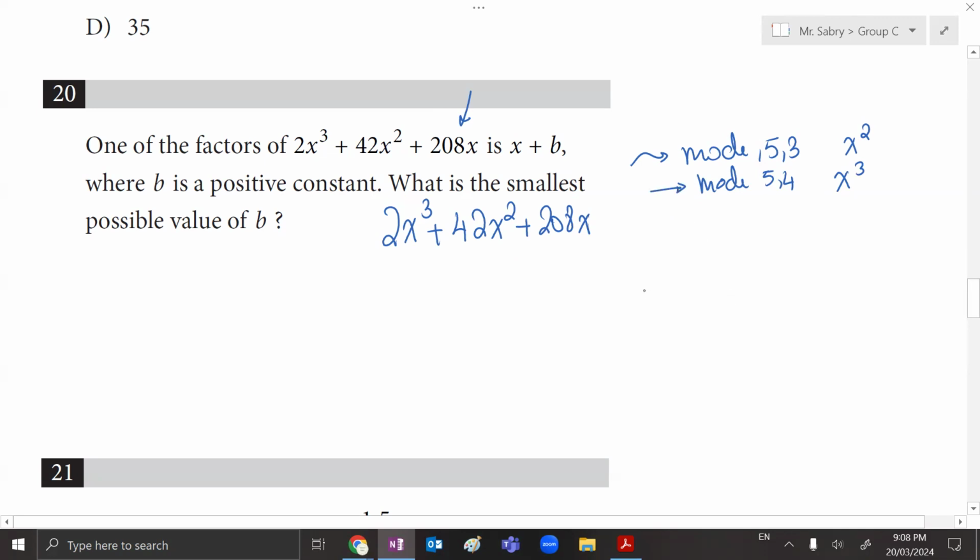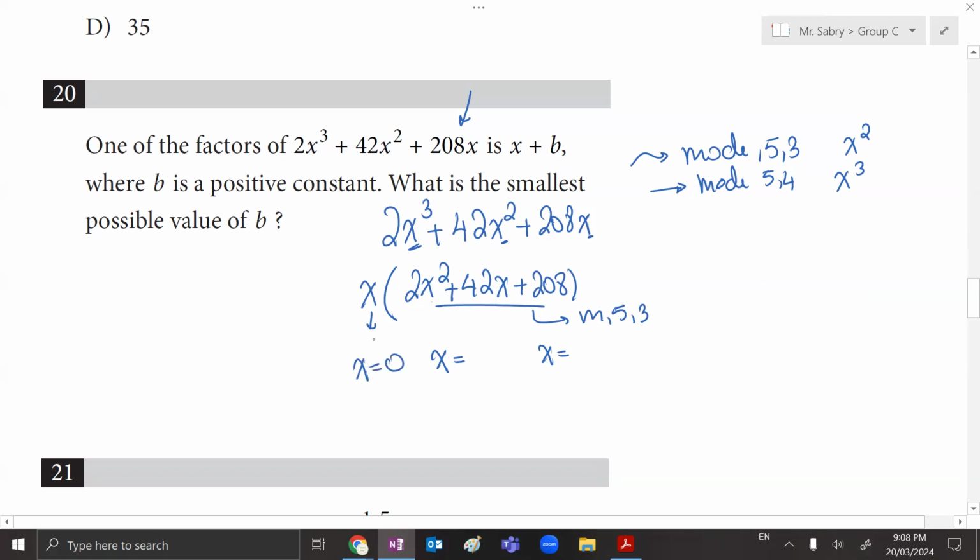That's one method. If you don't know that, the other thing to do is to take x as a common factor, because it's common between all three of them, and open a bracket. You'll be left with 2x squared plus 42x plus 208. And that is a normal quadratic equation. That could be done easily on a calculator, mode 5 3. And it would get you 2 x values. So 1 x is this, x equals 0, by the way. When you have x alone like this, it means x equals 0. The other two x's are the ones that I get out of mode 5 3 from this one.